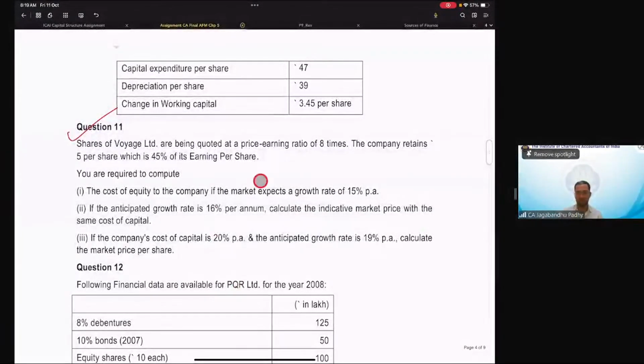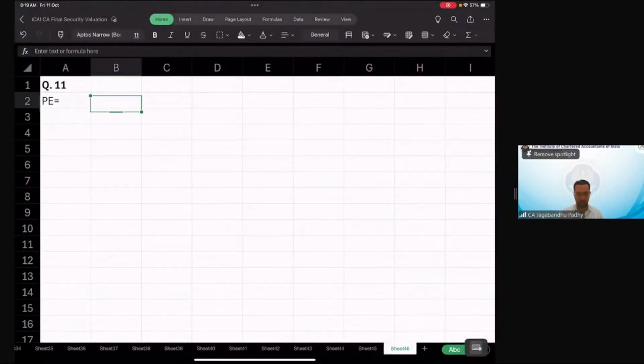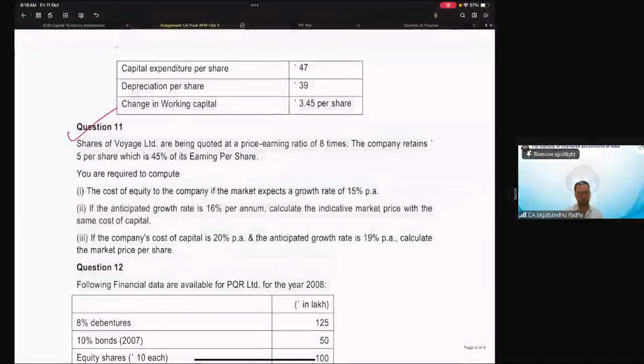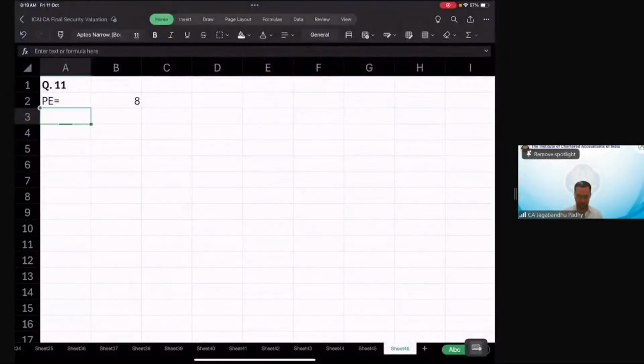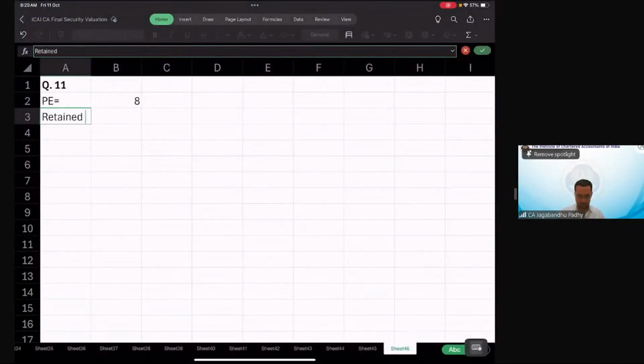Okay, so these are being quoted at a price to earning ratio of 8 times. So currently we have a P/E of 8. The company retains 5 per share, which is 45% of earnings per share. So we have retained earnings.